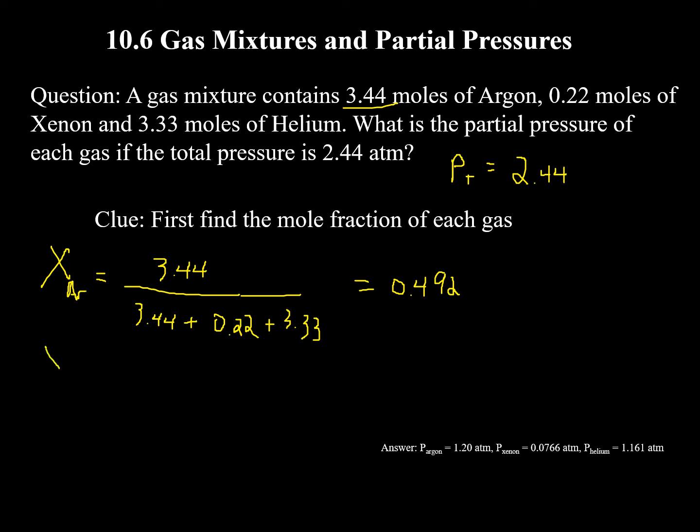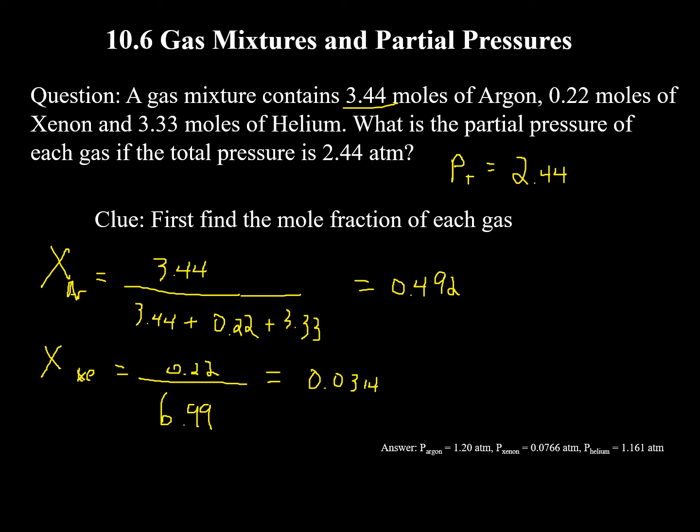Let's find the mole fraction of xenon. So here we have 0.22 divided by the total, which again at the bottom comes out to, let's see if I can do this on my own, 3.44 plus 0.22 is 3.66. 3.66 plus 3.33 is 6.99. And this comes out to 0.0314.